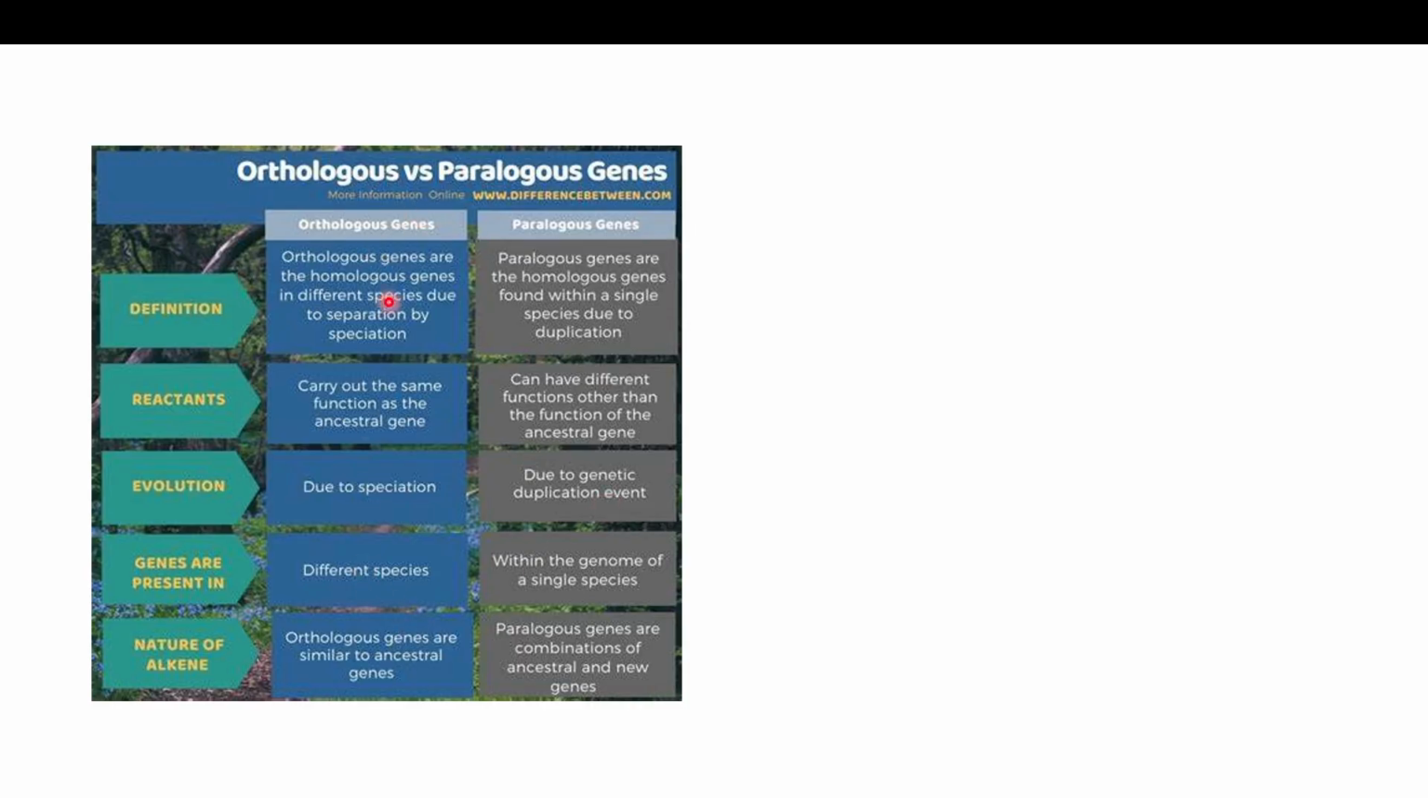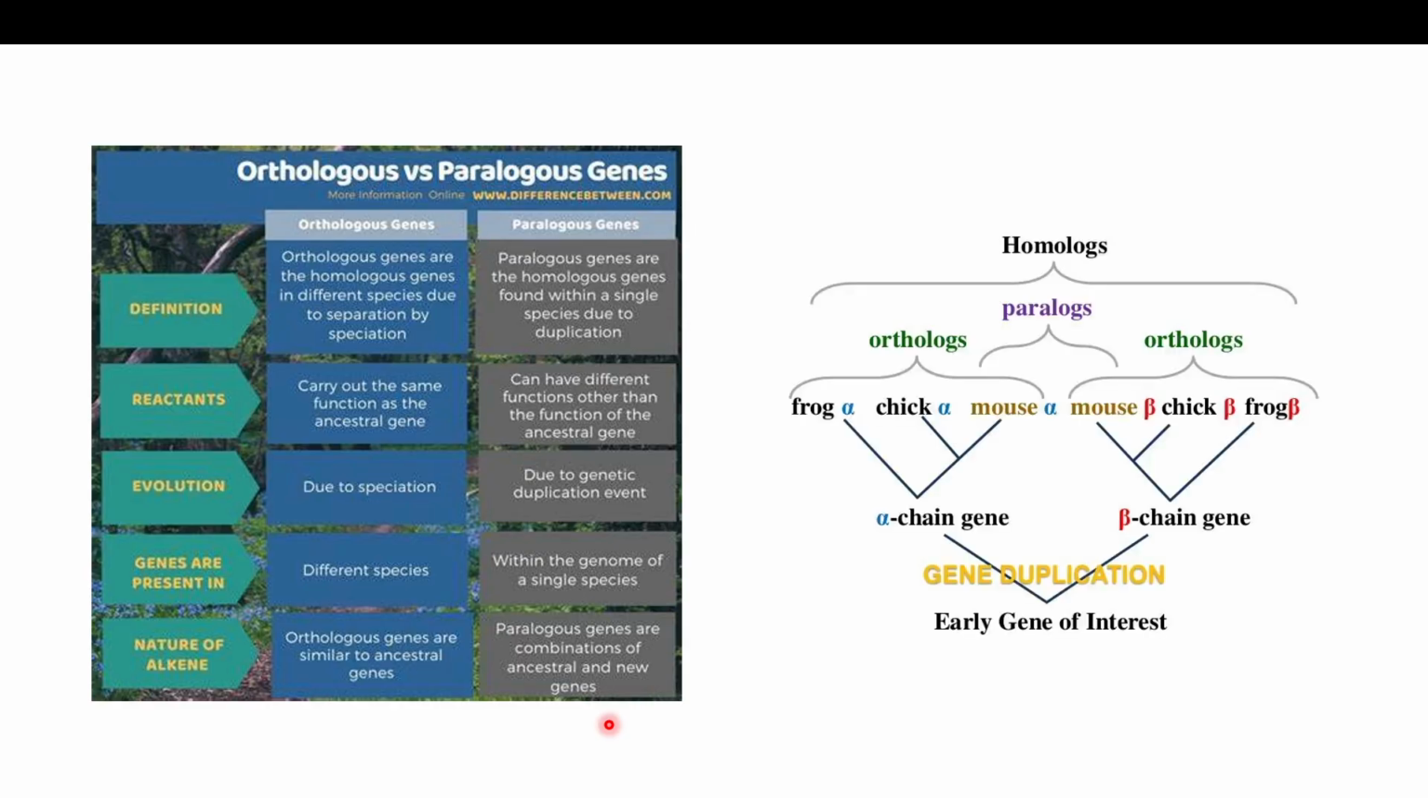So orthologous genes are present in different species, and paralogous genes are present in a single species. Orthologous genes are similar to ancestral genes, and paralogous genes can be combinations of ancestral and new genes.